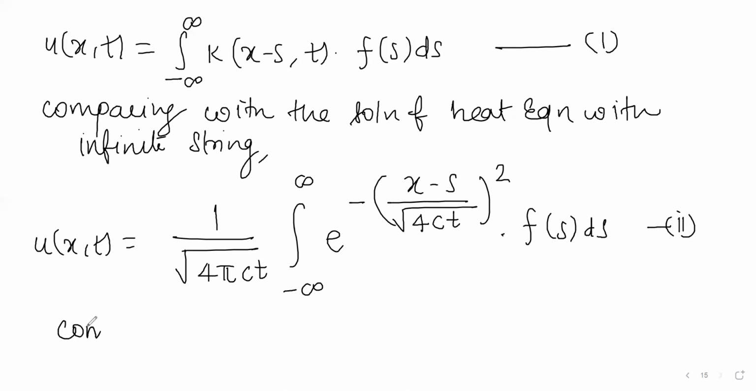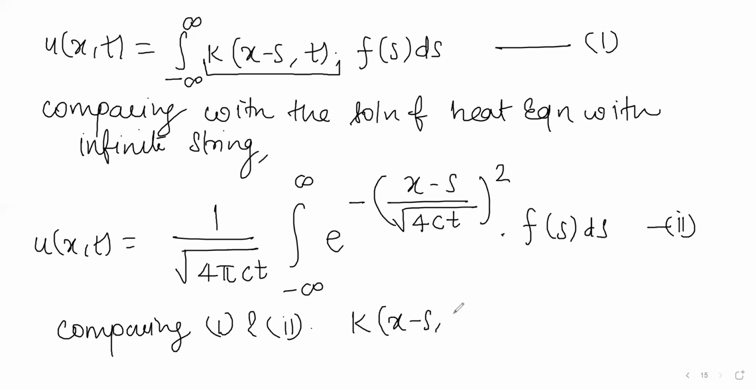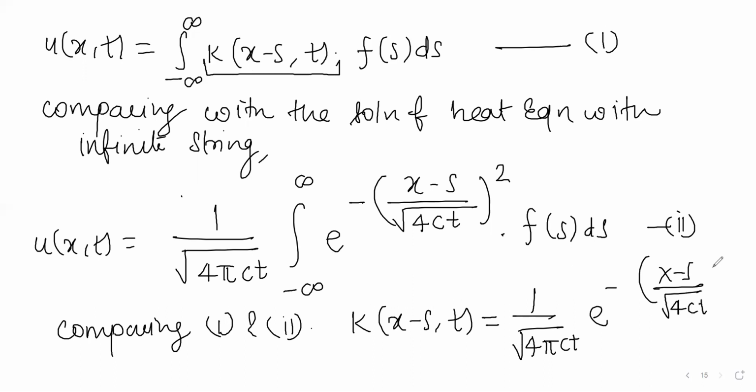So comparing equation 1 with 2, what do you expect? You simply get this K factor, K of x minus s comma t, to be equal to, so I have to consider this constant also inside the picture. Okay, so I'll be getting 1 upon under root 4 pi ct and e power minus of x minus s upon under root 4 ct, whole squared. Okay, so this is what I'm getting, and now I have to get rid of this c. What is this c? So in that case, it is 1.